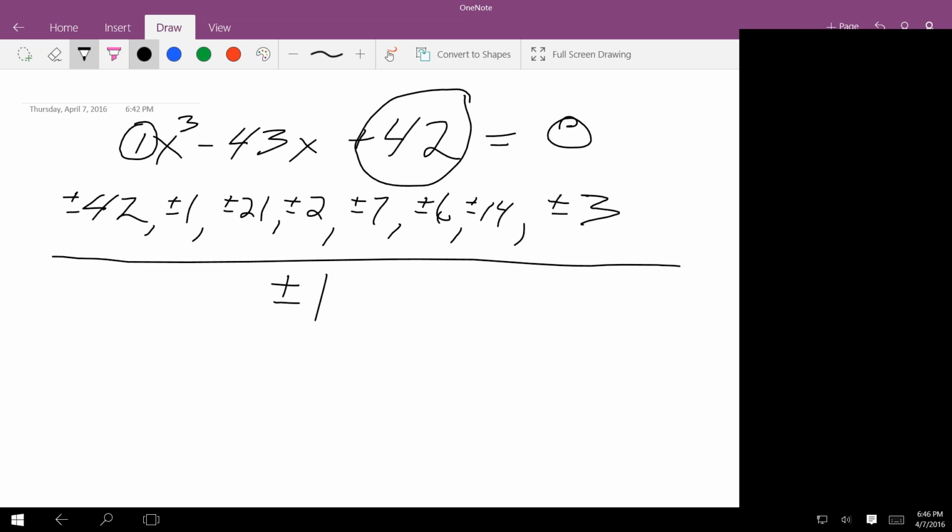The x to the third. Yeah, the coefficient on that is 1. And our denominator are going to be all possible factors of that. Okay. So that makes this kind of easy.